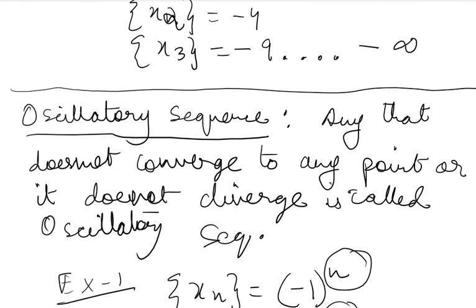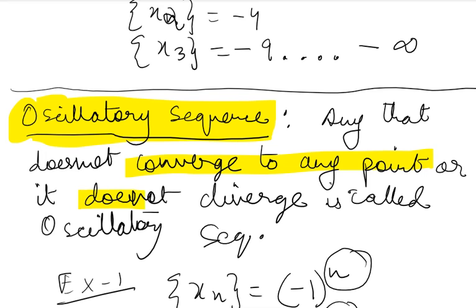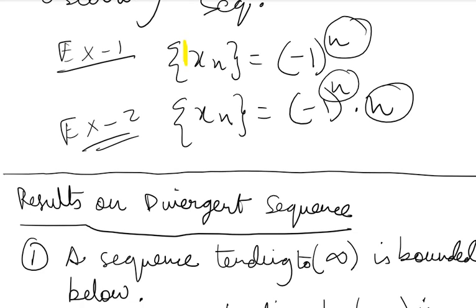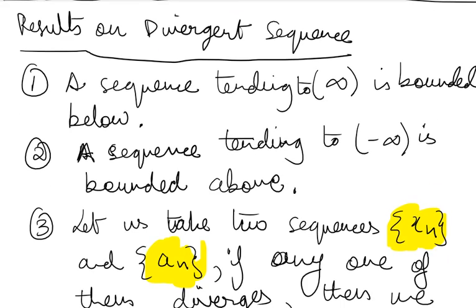Next one, oscillatory sequence. What does an oscillatory sequence say? It does not converge to any point, nor does it diverge. It keeps oscillating between 2 points. Here is an example of an oscillatory sequence, and another example is here.